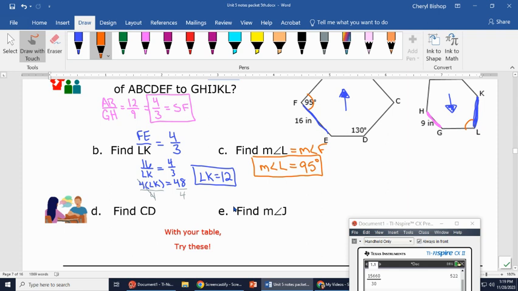If I start with the second one, E, because that's the easier one, angle J, what does angle J correspond to? Angle D. So if D is 130, then that means angle J is 130.